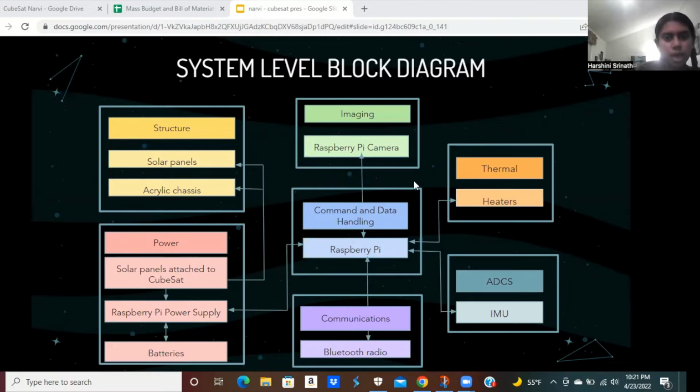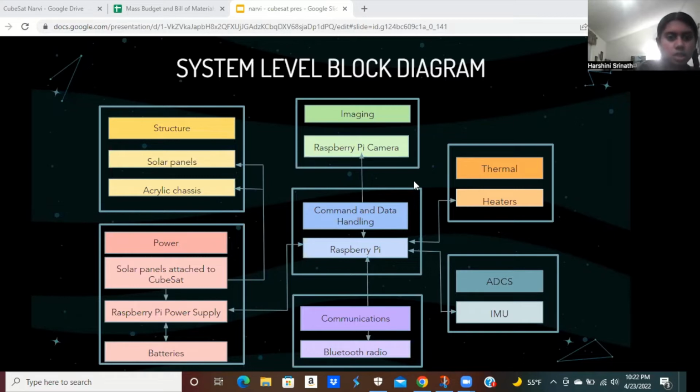For imaging, we have the Raspberry Pi camera. For command and data handling, we have the Raspberry Pi. For communications, we have the Bluetooth radio. For thermal, we have heaters. And for ADCS, we have the IMU. The arrows show how each of the subsystems are connected to each other.